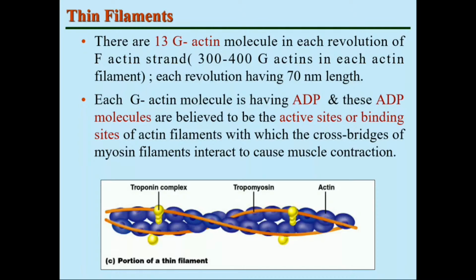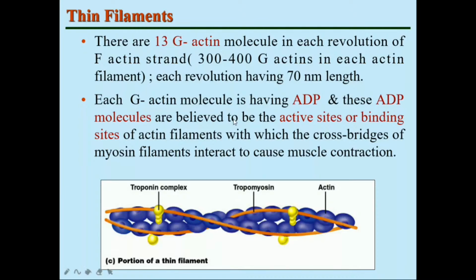There are 13 G-actin molecules in each revolution of F-actin strand. So you can see here, this is the one end and this is the other end of the twist, and therefore there are 13 G-actin molecules in each revolution of F-actin strand. If the revolution begins here and is completed here, there are 13 G-actin molecules in one revolution.